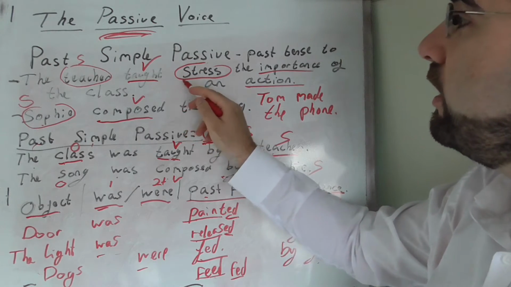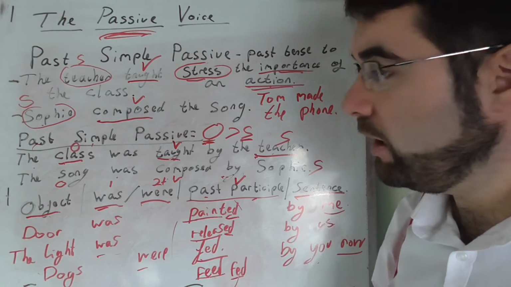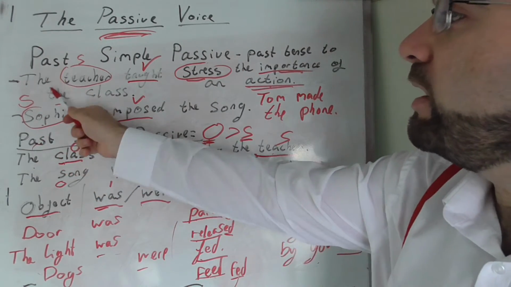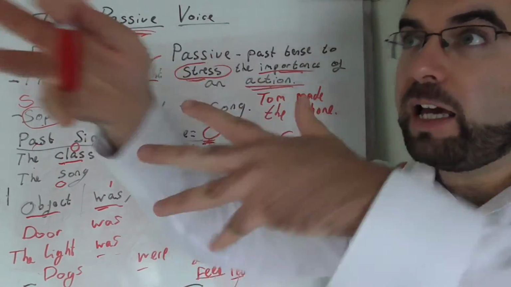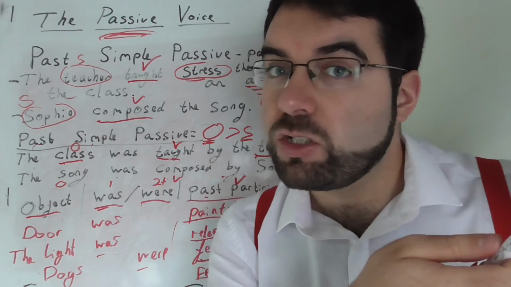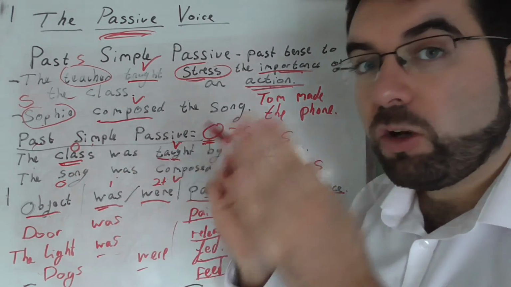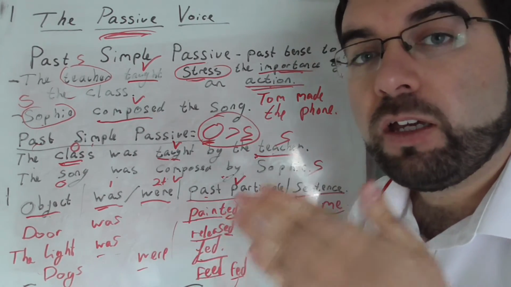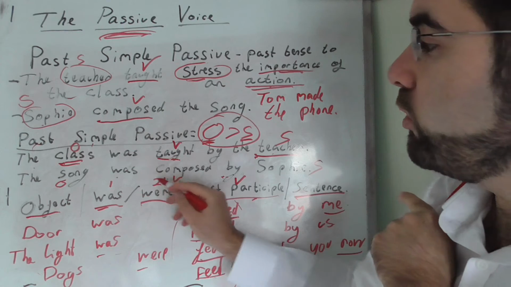So again, looking at this, it stresses the importance of an action. This action goes in the middle, always consistently, but it's showing you what the action was applied to. The teacher taught the class, and I could say the class was taught by the teacher. Whereas with the teacher taught the class, we're putting emphasis on what happened to the object. And again, remember, the object in the passive voice is more important than the subject. It comes first. The class was taught by the teacher. The song was composed by Sophie.